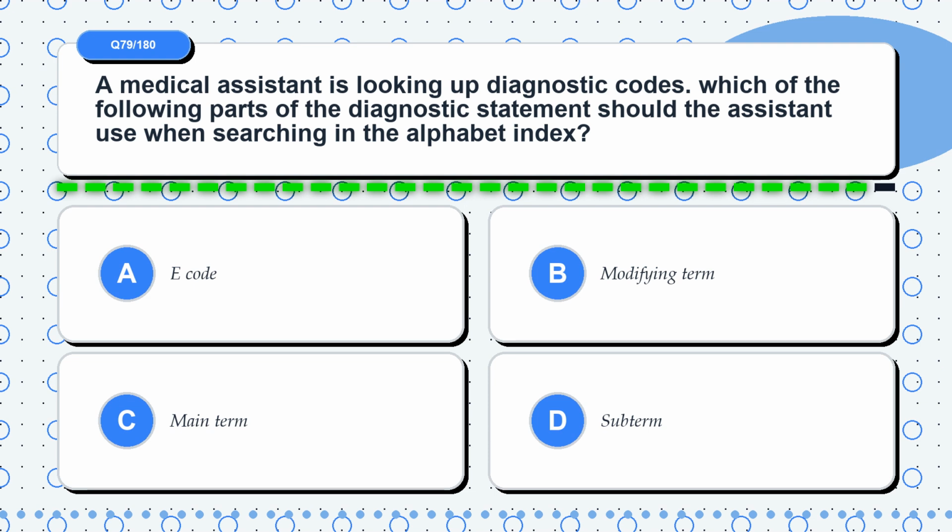Question 79. A medical assistant is looking up diagnostic codes. Which of the following parts of the diagnostic statement should the assistant use when searching in the alphabetic index? Here are the options. Option A, E code. Option B, modifying term. Option C, main term. Option D, subterm.